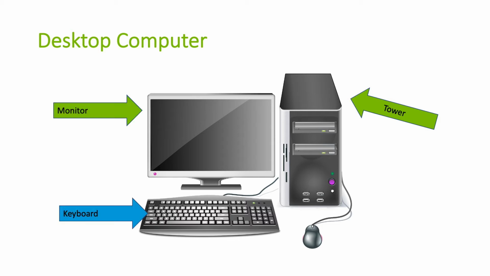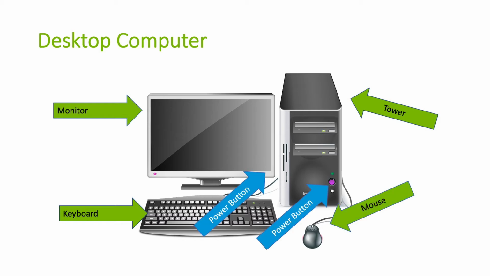This is the keyboard for entering information into the computer. And this is the mouse, which you use to point to and click on things on the screen. There are two power buttons. To turn on a desktop computer, you need to press the power button on the monitor, as well as the power button on the tower.